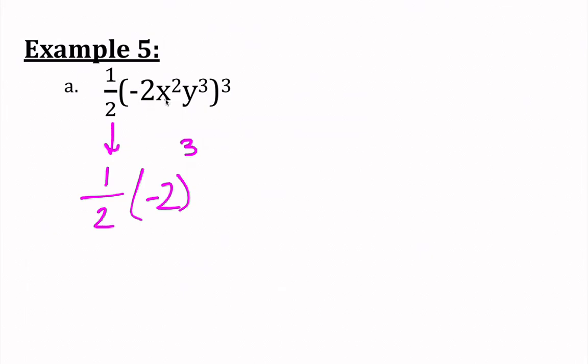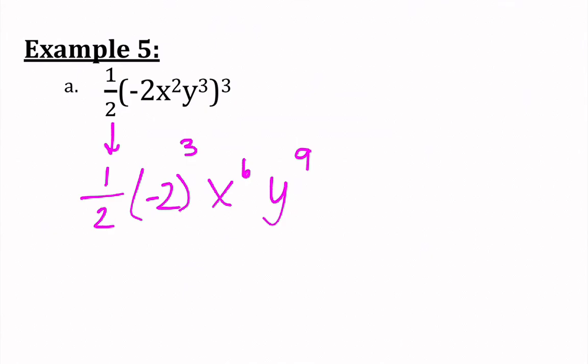So next I have to give it to that x. Notice x already has an exponent and it's being raised to the power of 3. Remember, this is a dead giveaway to multiply. So 2 times 3 gives me a 6. Next we have to give it to this y. Y already has an exponent of 3, but it's being raised to the third power, so we multiply. 3 times 3 is 9.